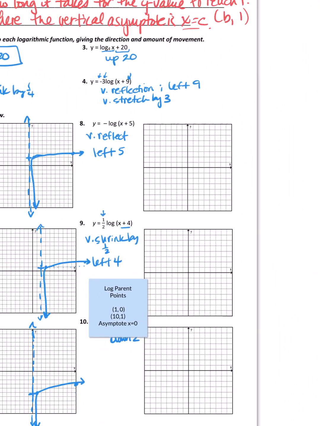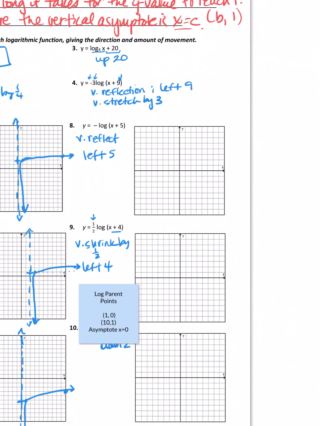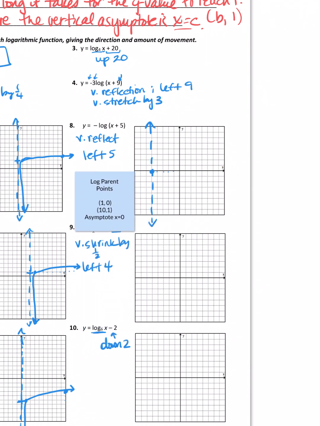Let's go to number 8. Vertical reflecting, but left 5. So let's go left 5 first. All right. And draw on my vertical asymptote. Now if I go to my points, look what I'm going to do. I'm vertical reflecting, so that means I'm taking my y values and multiplying by -1. So again, if you just go right 1, that 0 doesn't change. It's going to stay right where it was. However, when I go over 10, instead of going up 1, I'm going to go down 1.